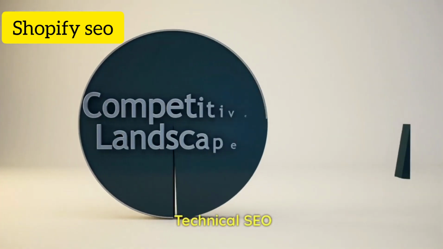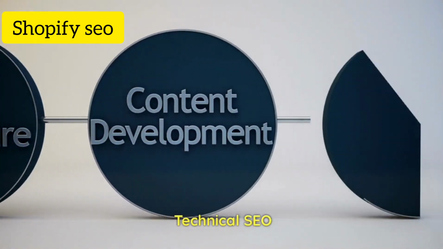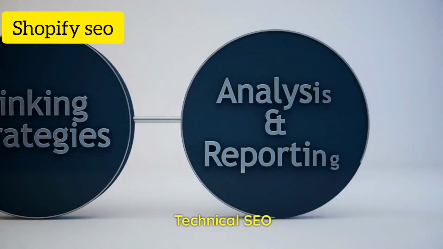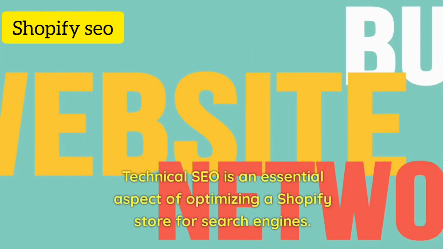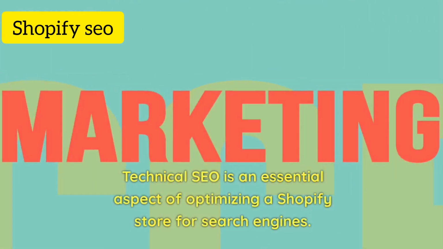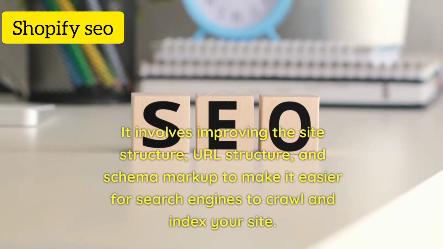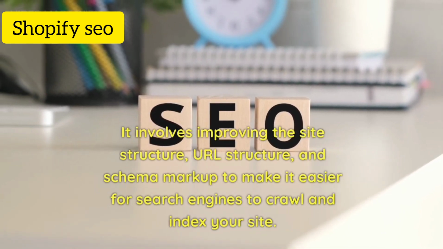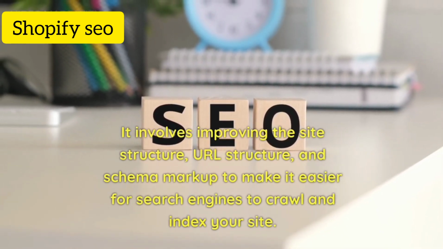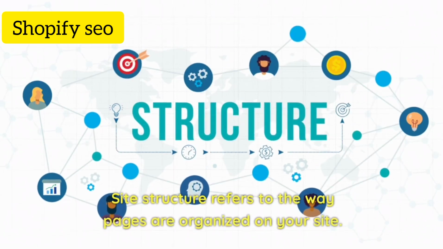Technical SEO. Technical SEO is an essential aspect of optimizing a Shopify store for search engines. It involves improving the site structure, URL structure, and schema markup to make it easier for search engines to crawl and index your site. Site structure refers to the way pages are organized on your site.